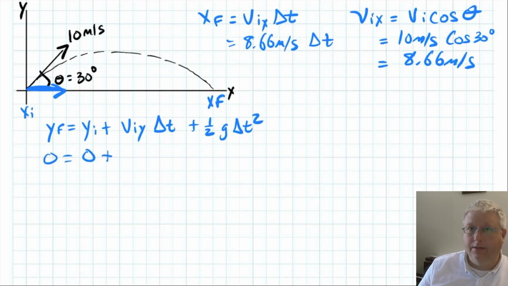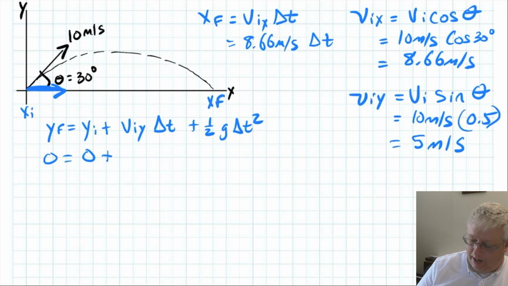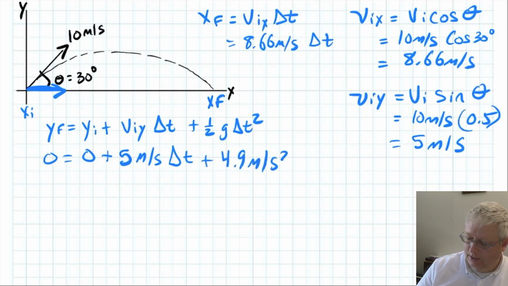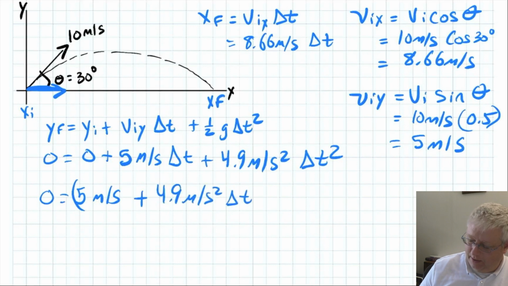Then the initial velocity in the y direction, how do we get that? Remember, it's the initial velocity times the sine of the angle. So that's our 10 meters per second times sine of 30 degrees, which is a nice even 0.5. So that means 5 meters per second is our initial velocity in the y direction, times the time interval, plus 1/2 of gravity, 4.9 meters per second squared, times the time interval squared. So let me factor out one of those time intervals here. So we'll have 5 meters per second plus 4.9 meters per second squared times one time interval there. The other time interval's here.